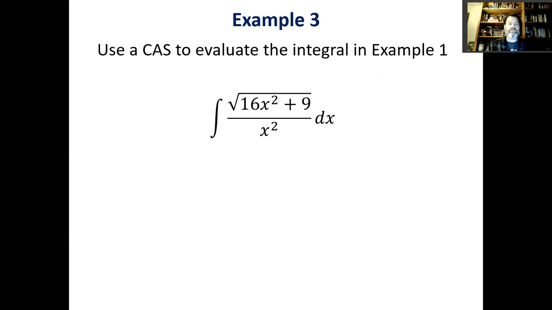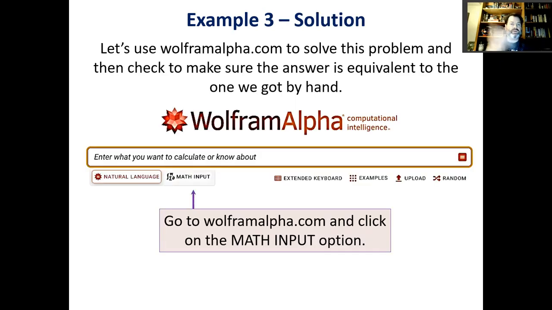So if you have Mathematica or your graphing calculator will do it, you can do it on there, but I'm going to use Wolfram Alpha, and I think you should too. So just go to wolframalpha.com, click on Math Input. So just do it now if you can. You can do it on your phone. It doesn't matter. You can do it on another computer. And we're just going to input everything with this math input.